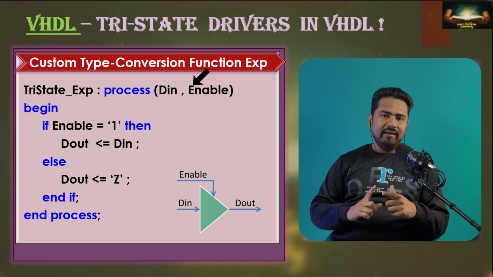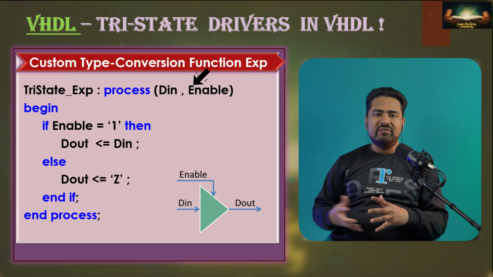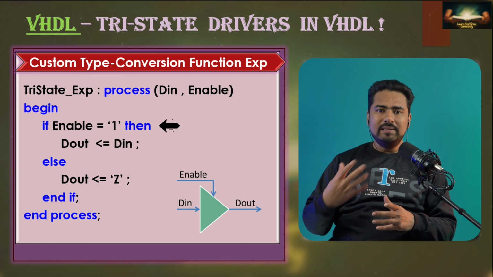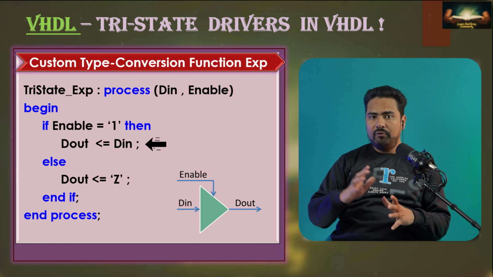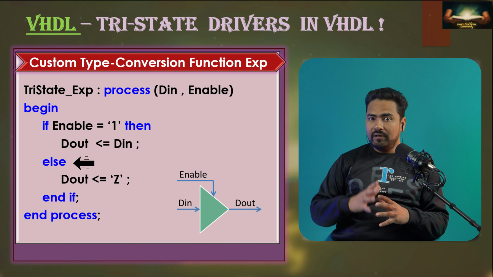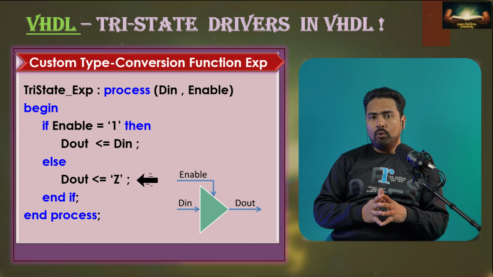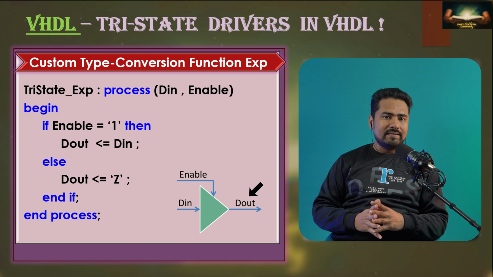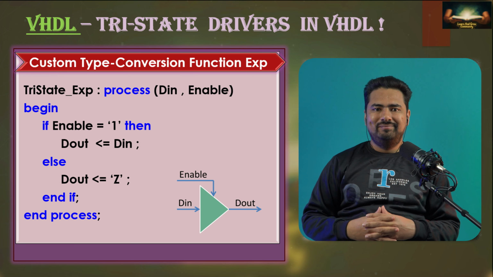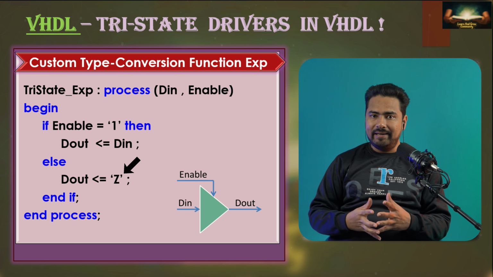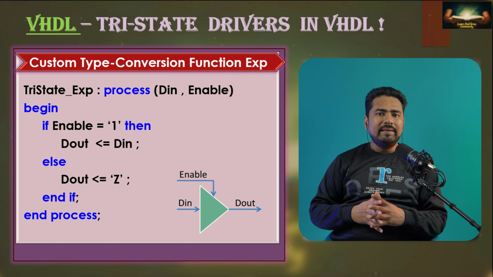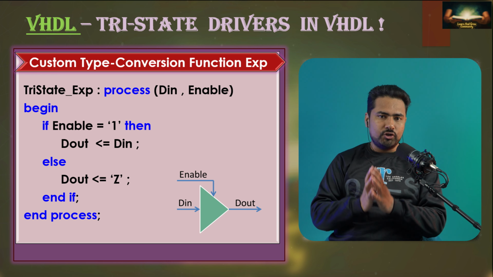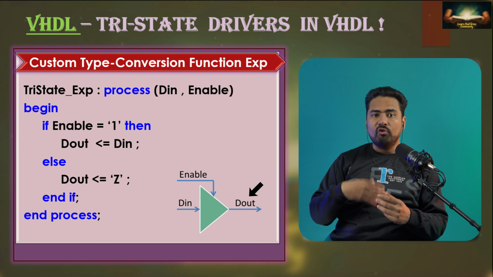Input signals d in and enable are written inside the sensitivity list so that the process can respond to these signals. If the enable signal is set to high, input d in will pass through to d out. And if the enable signal is set to 0, then d out will be in the high impedance state. This means the output is effectively disconnected from the input at this time. In VHDL, we use the letter Z inside single quotes to represent this high impedance state. This mechanism ensures that multiple devices can share the same output line without conflicting.